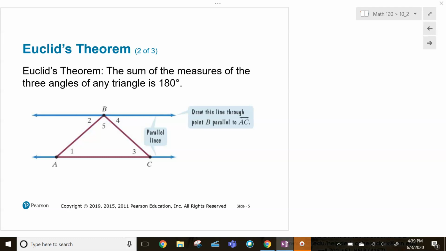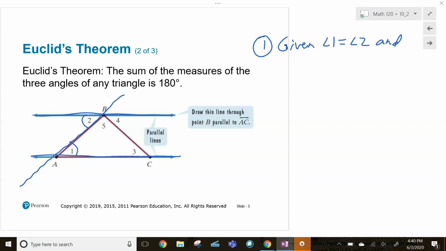Let's see if we can deductively prove that the sum of the three interior angles of a triangle is 180 degrees. First, since these are parallel lines, we've got this line and this line parallel, and this is like a transversal through there. So we know angle 1 is equal to angle 2 from last time, by alternate interior angles. We also know angle 3 is equal to angle 4, again as we discussed last section, by alternate interior angles.